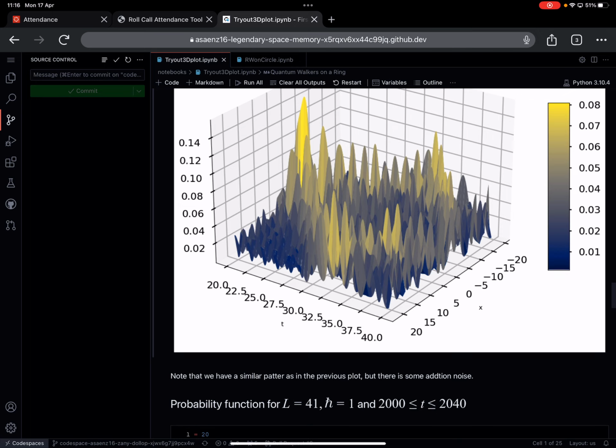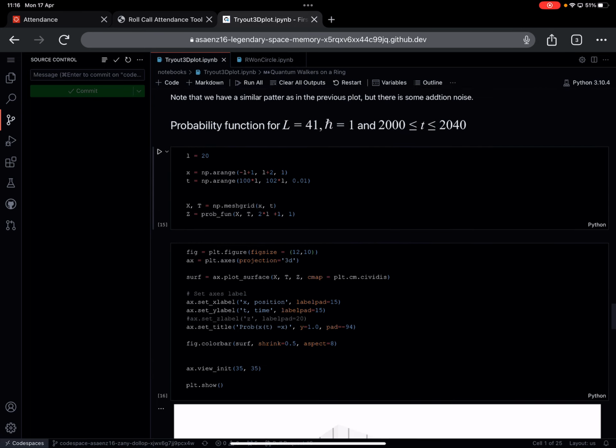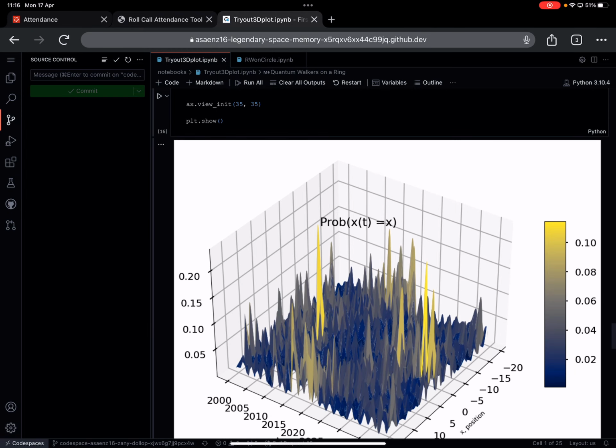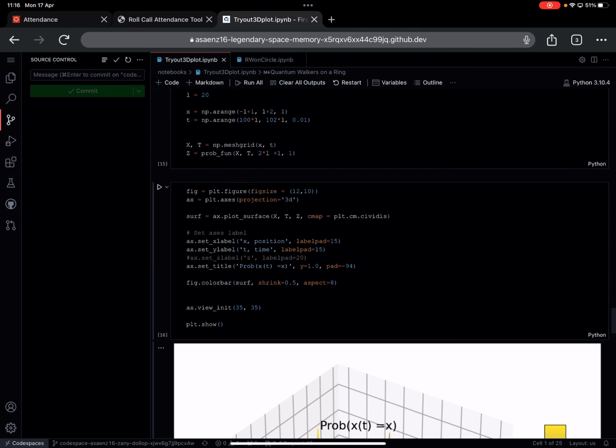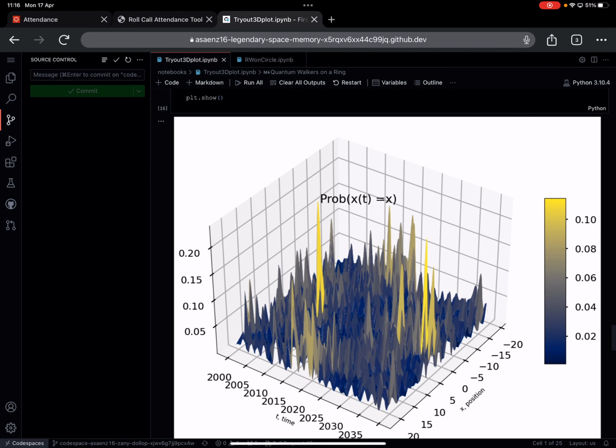And then I also wanted to figure out how this looks as time increases. This time is 2000 to 2040. And we see these fluctuations. We still see the fluctuations.